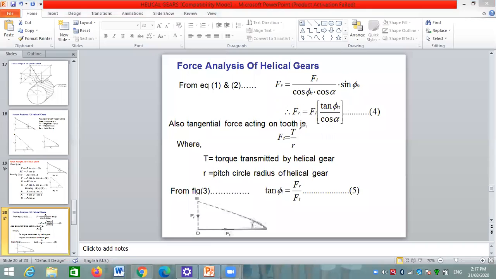And tangential force is used to transmit the power or torque. Therefore, tangential force Ft is equal to T upon R, where T is the torque transmitted by the helical gear and R is the pitch circle radius of the helical gear. The general formula for torque is force into perpendicular distance. If we rearrange this formula, we get Ft equal to torque upon radial distance R. This is the magnitude of the tangential force.